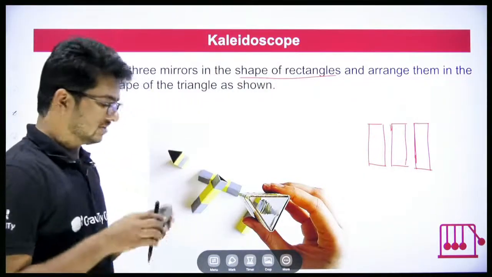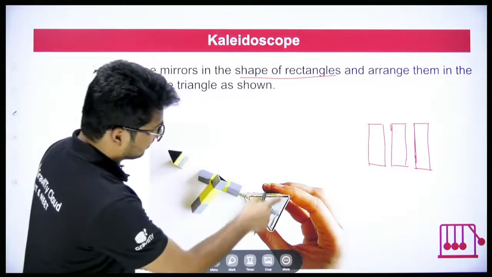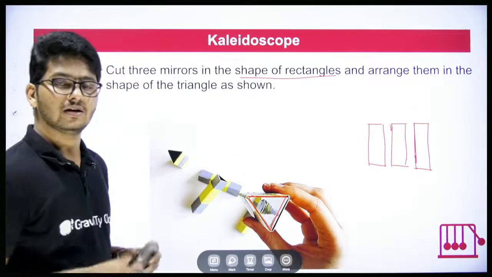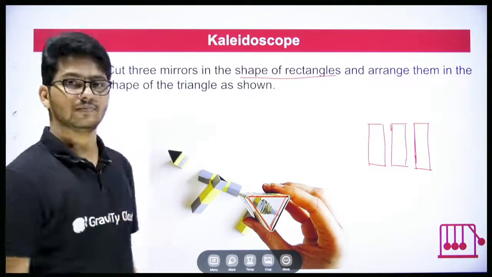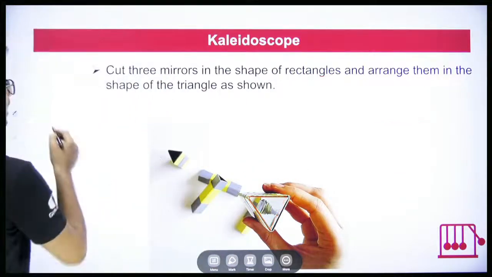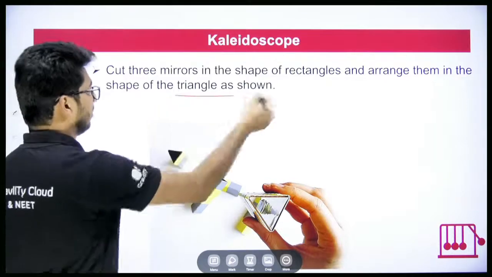And then you have to place them in this way. Can you see? 1, 2, 3. Like a triangle. You have to make a triangle out of them, and arrange them in the shape of a triangle as shown.